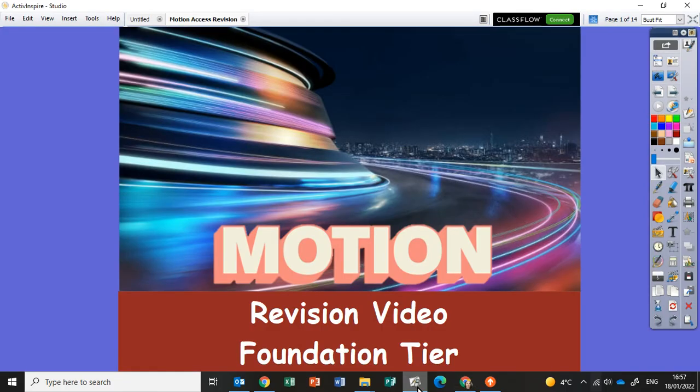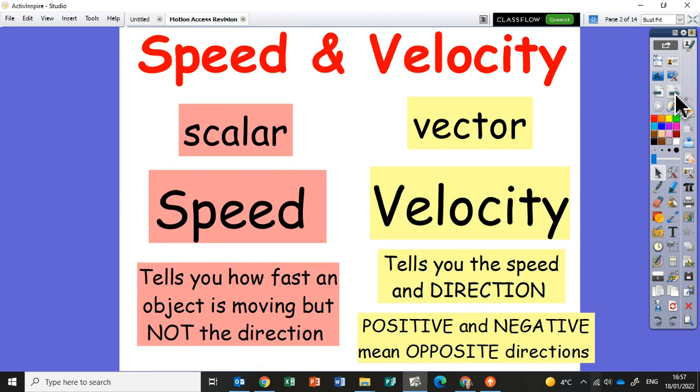This is the foundation tier motion revision video. The first thing you need to know is the difference between speed and velocity. Speed is a scalar. It just tells us how fast something is going, not the direction it's traveling. Velocity is a vector. So S for scalar, S for speed, V for vector, V for velocity. It tells you the speed and the direction. To show the direction is different, velocity can be positive or negative.